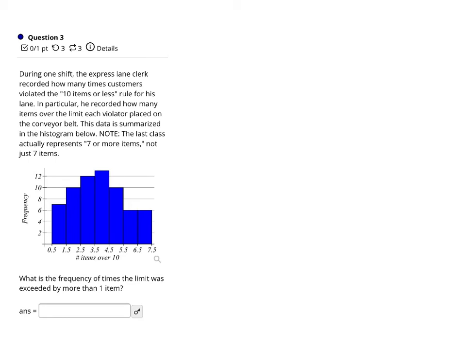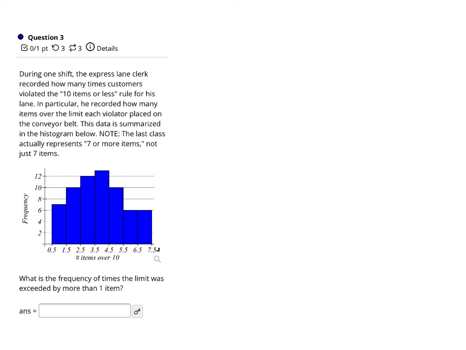All right, this one can be a little tricky in knowing what they're asking for. It said during one shift, the express lane clerk recorded how many times customers violated the 10 items or less rule for his lane. In particular, he recorded how many items over the limit each violator placed on the conveyor belt. This data is summarized in the histogram below. Note, the last class actually represents 7 or more items, not just 7 items. So this right here is 7 or more.